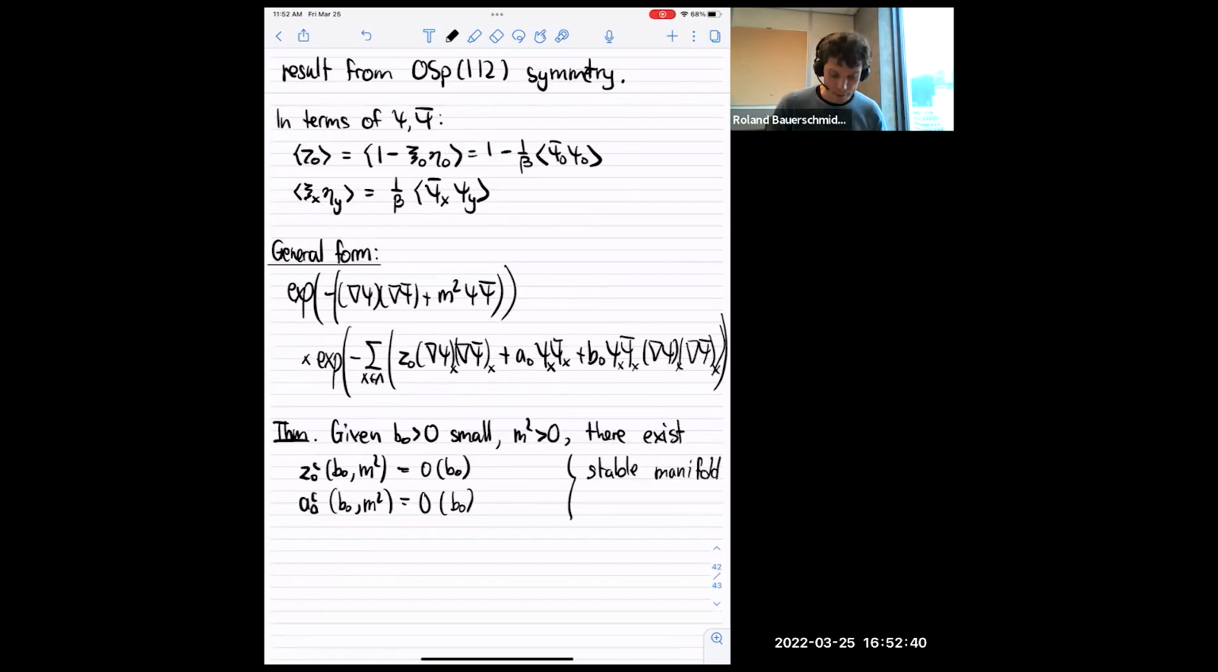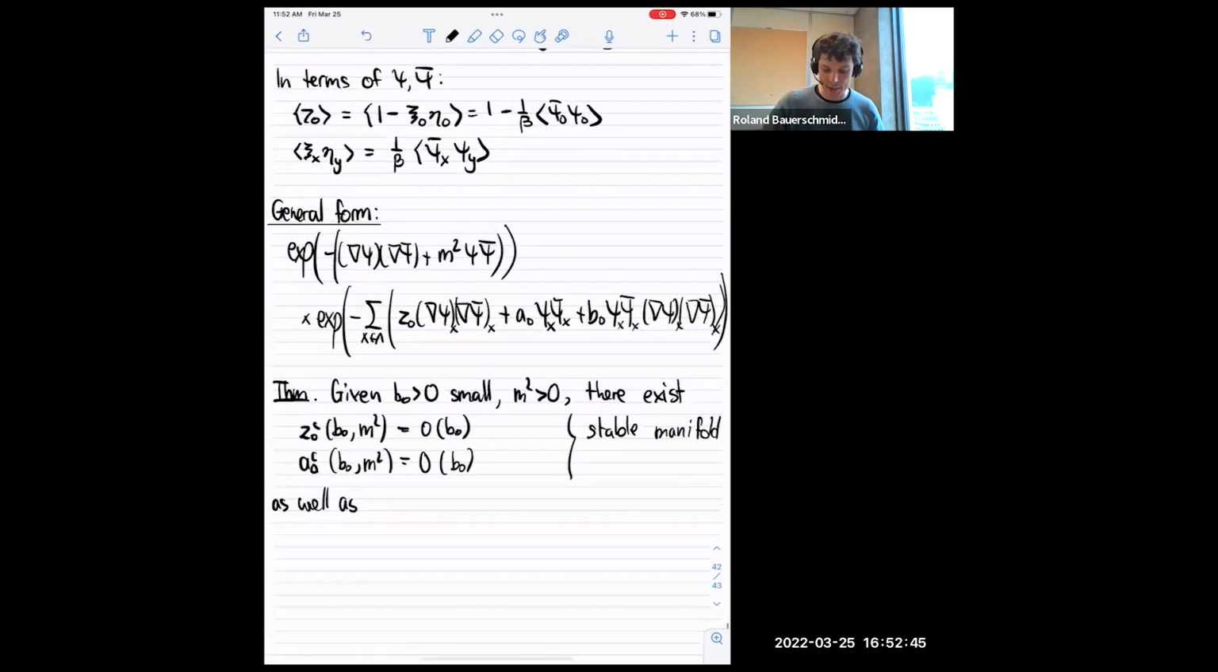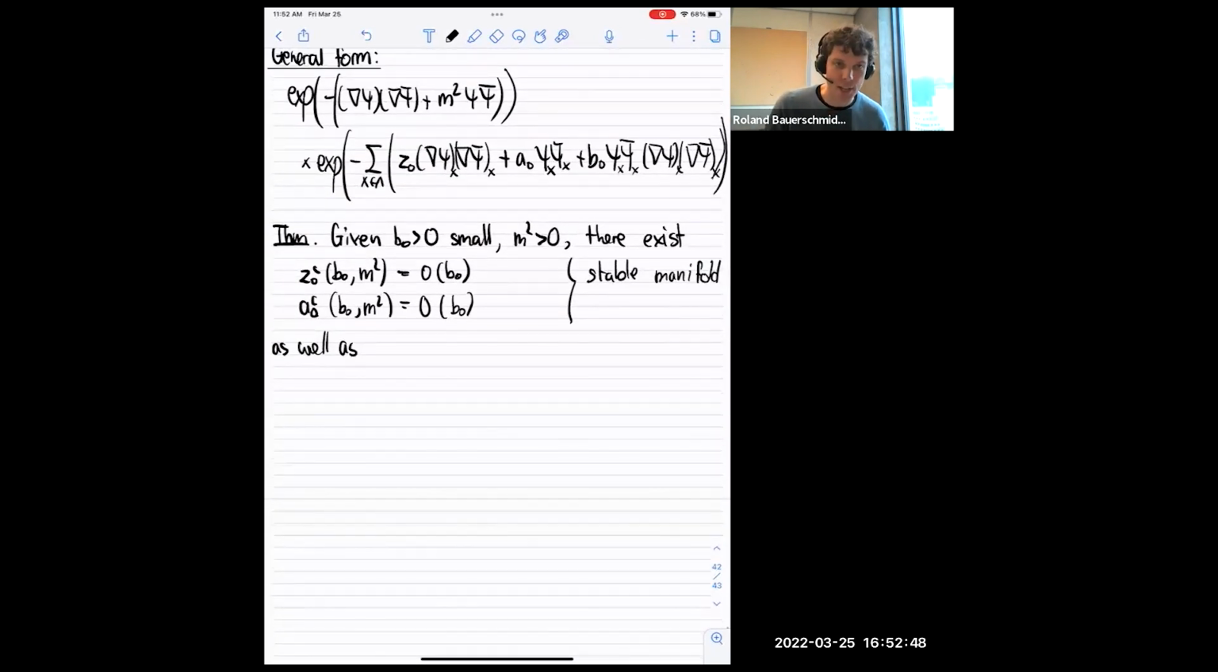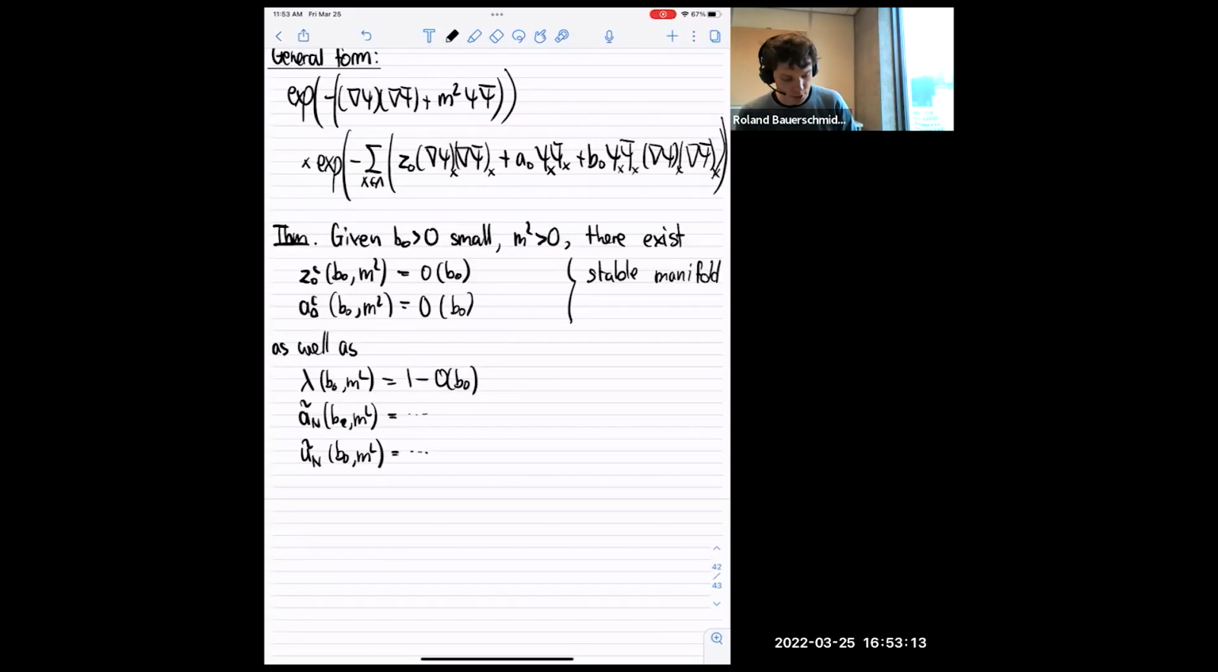And then to state the full result, there are also various other constants that appear. So, for example, there would be one called lambda, which is 1 minus order B naught, I think. So you can get various estimates on these. Another one we call A n tilde. Another one U n tilde, etc. So anyway, the point is we can construct all these functions.